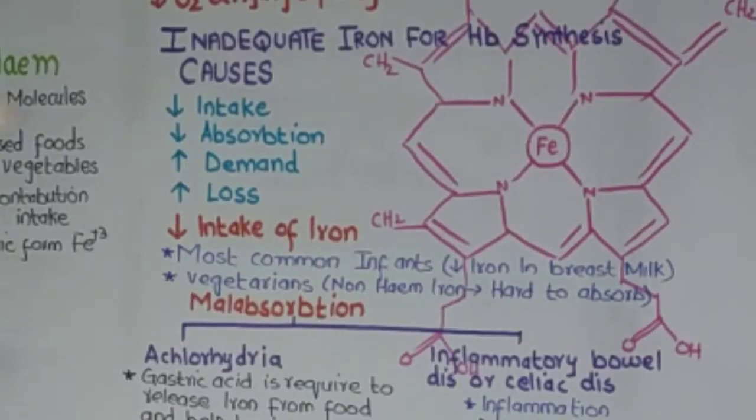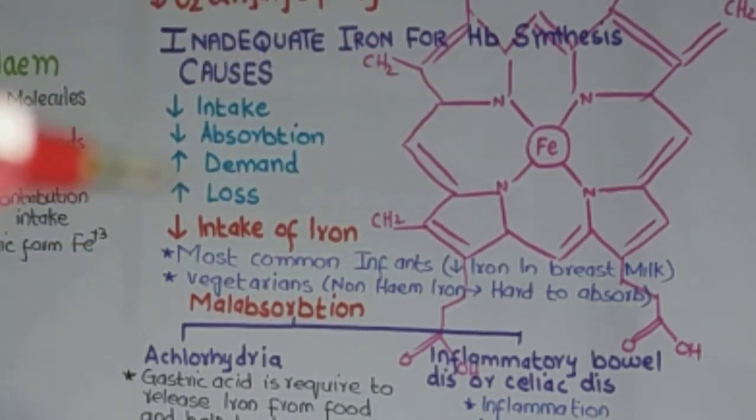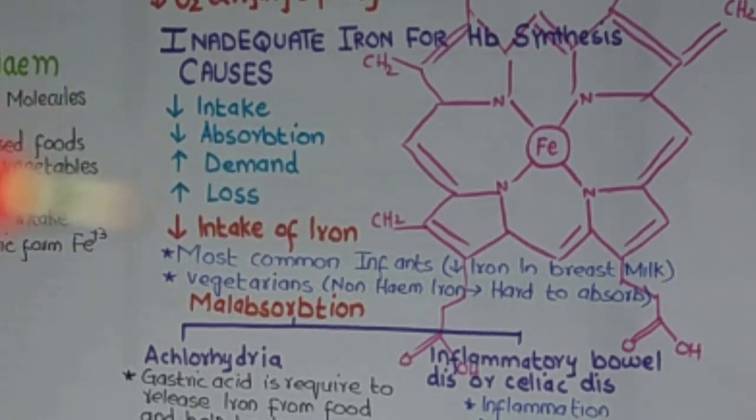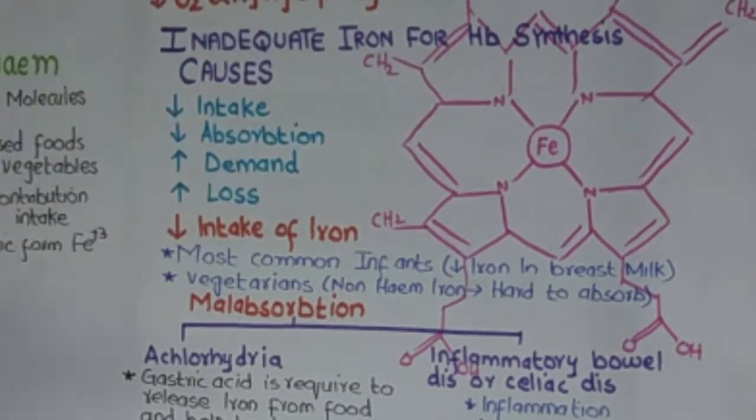Okay friends, now we will see what are the causes of iron deficiency anemia. Either reduced intake of iron, or decreased absorption of iron, or the body demands more iron but you are taking less, or there is loss of iron from the body. We will study all these in detail.